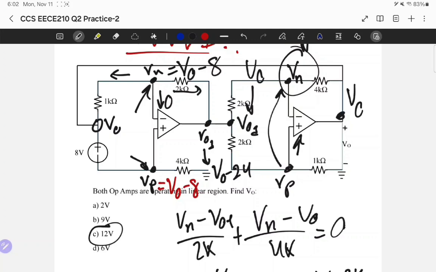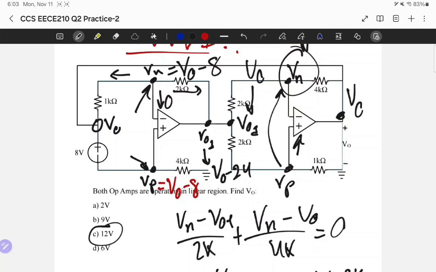Now, go to the second operation amplifier, do the same things with Vp and Vn on the second operation amplifier. So they're gonna be in terms of VO1, which is in turn in terms of VO, right? And then one final KCL across Vn gets you one equation that relates everything in terms of VO.